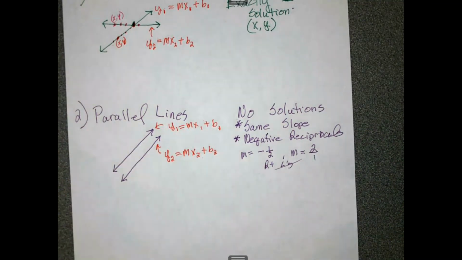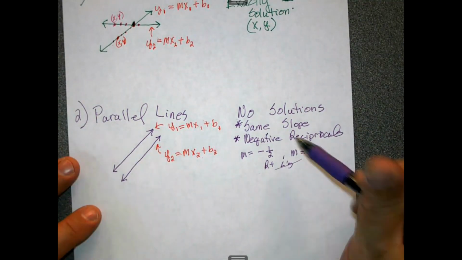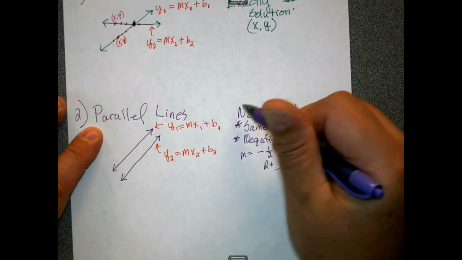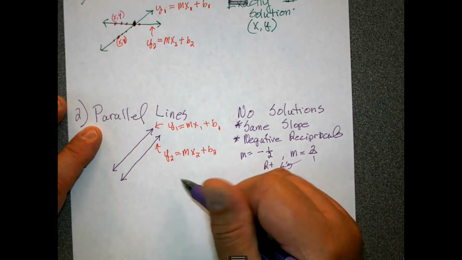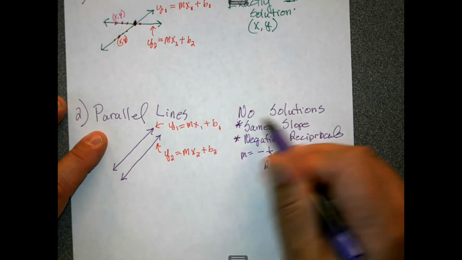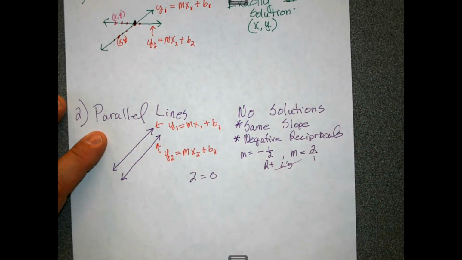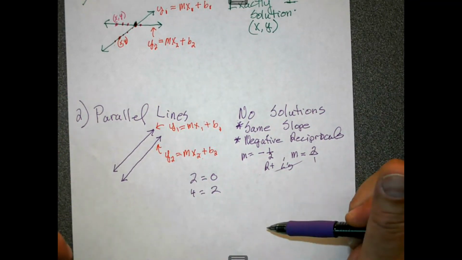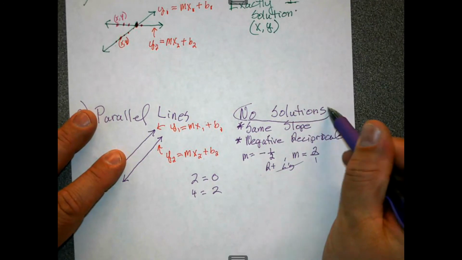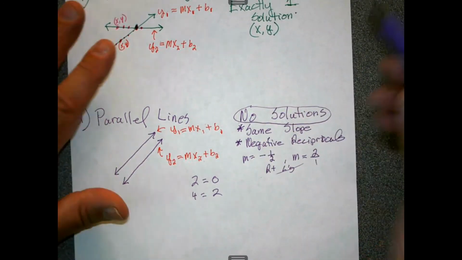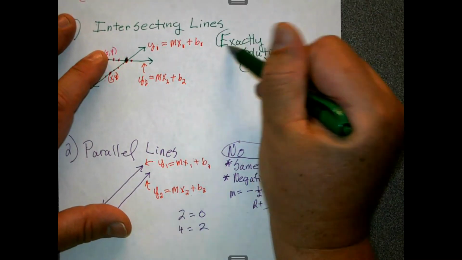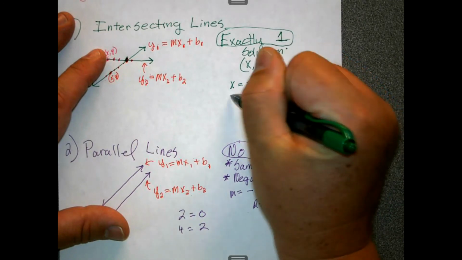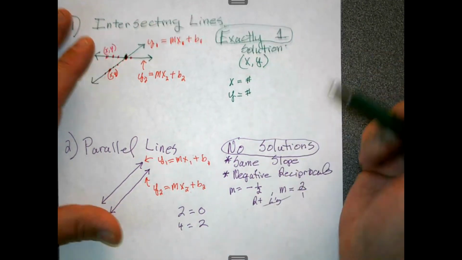And we'll show you when I do the examples. This will come up. Okay, so if you have parallel lines, algebraically you'll get something like two equals zero, or four equals two, something that's not true. Then you know you have no solutions. Exactly one solution, whichever one you solve for, you're going to get x equals a number and y equals a number algebraically.